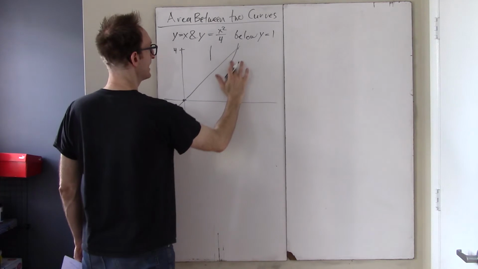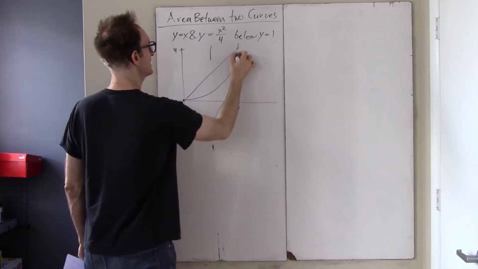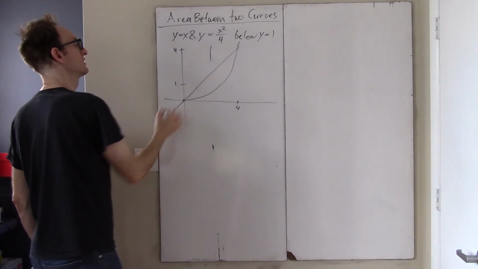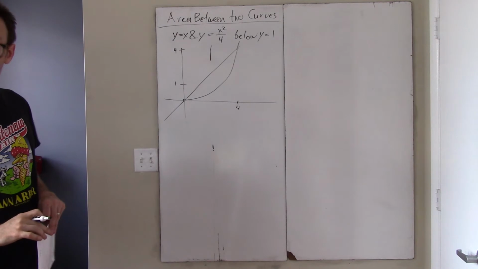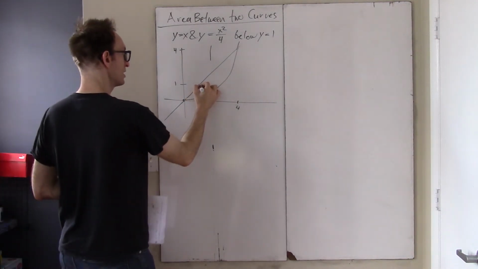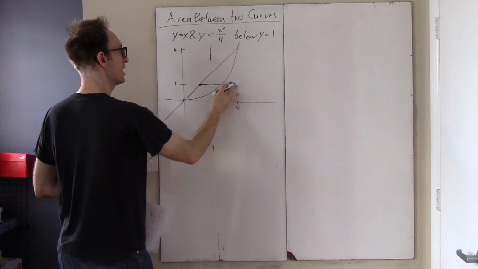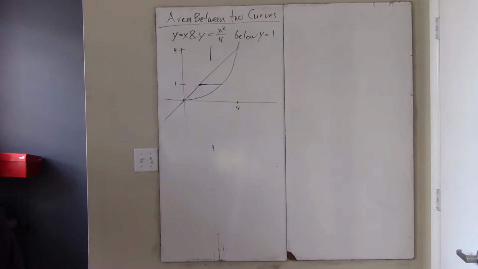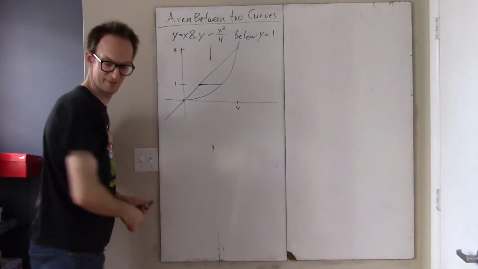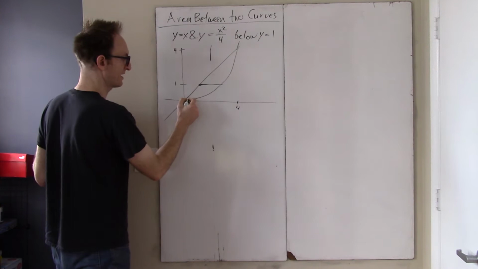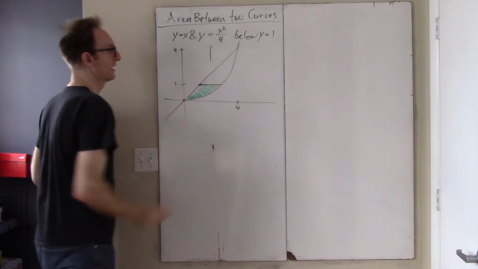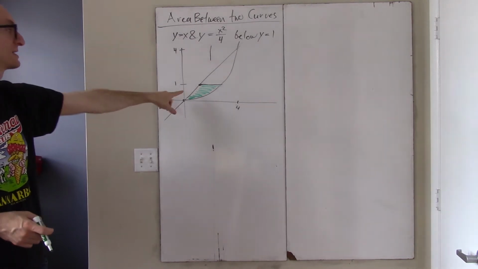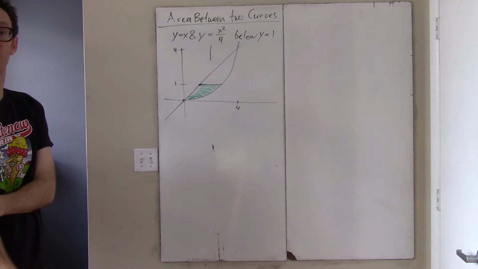But this picture is not the picture I want, because I'm only interested in the part of this graph which is below the line y equals 1. So zoom in if you need to on your graph, or even redraw this picture so that it's more clear what's going on. In fact, I'm going to do that right now, because once I read the problem very carefully, I realize that it's just this little green region that I'm trying to find the area of.